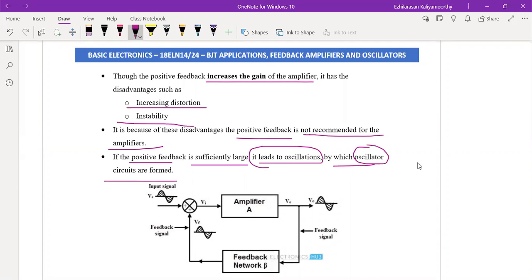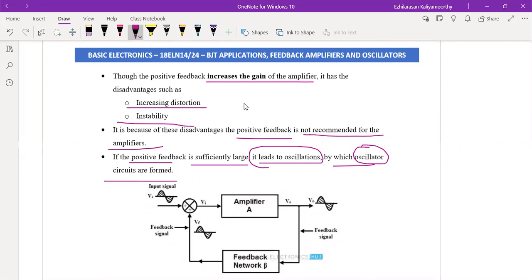In your PU and all, you studied, I hope you remember, two different types of oscillators. One is the Hartley oscillator, the other one is the Colpitts oscillator. But in the name of the oscillator, what is the meaning of the oscillator? The circuit which will generate the vibrations. That is the oscillator. Without giving any input, the circuit will generate the waveforms.